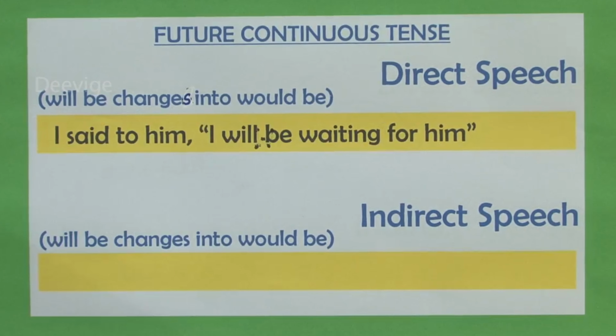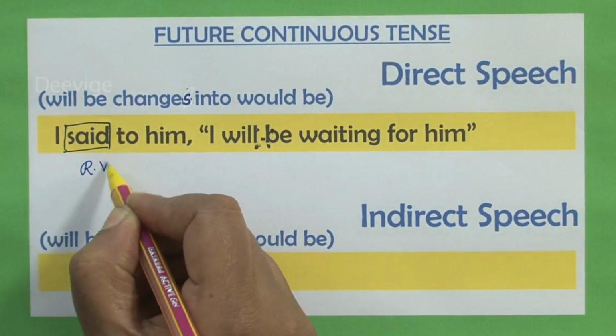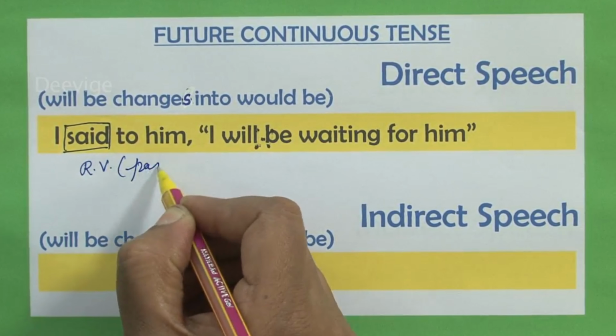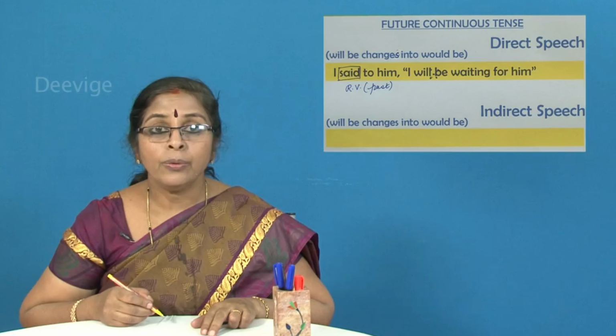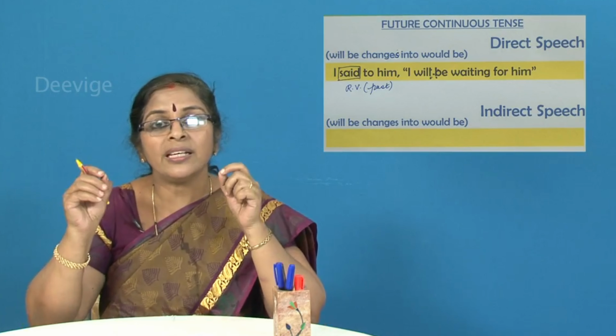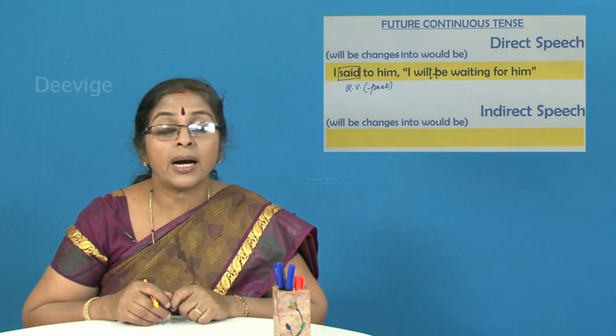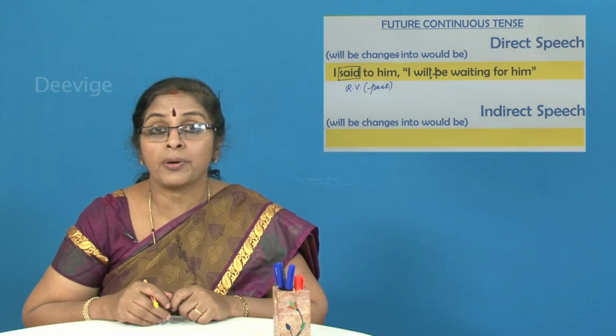The next example reads, I said to him, I will be waiting for him. I repeat, I said to him, I will be waiting for him. So the reporting verb is said. What is the tense? It is in the past tense. Now I want you to concentrate on the sentence that is put within the inverted commas. What is the sentence that is put within the inverted commas? I will be waiting for him.